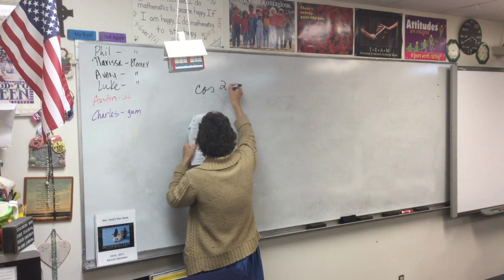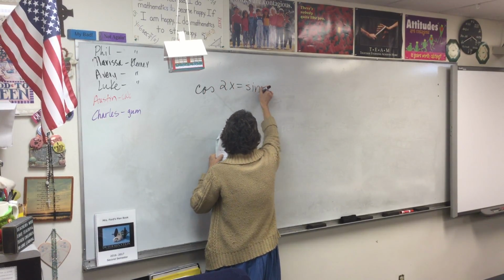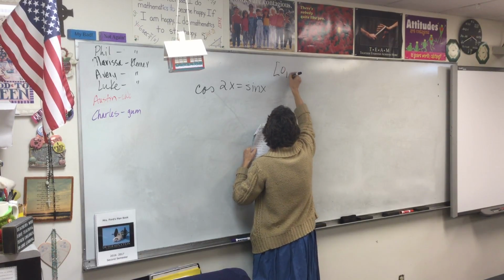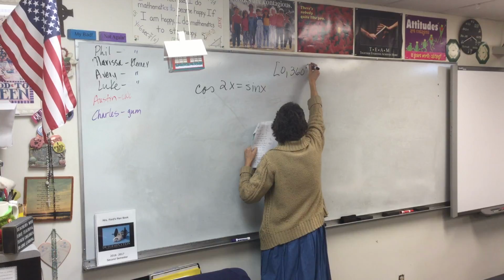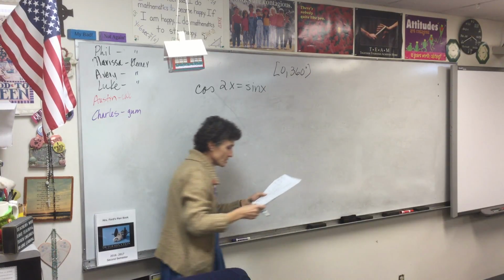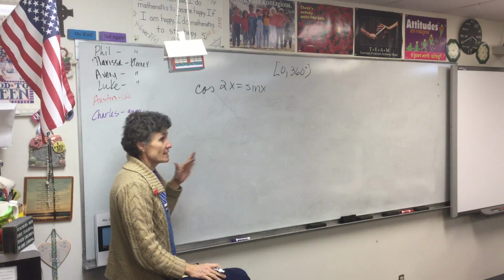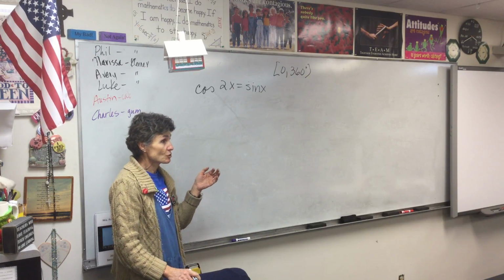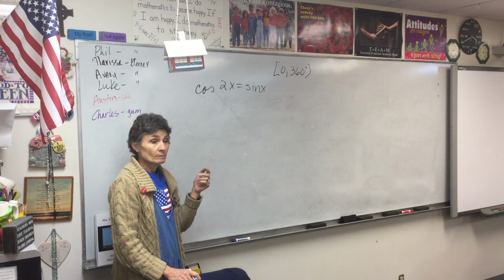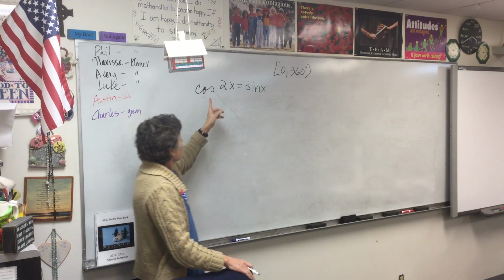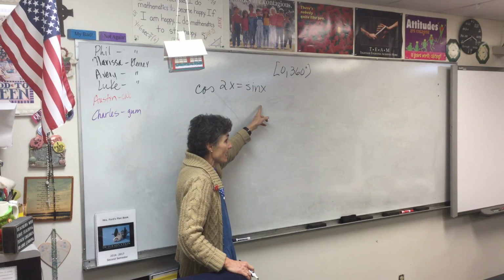So cosine 2x equals sine x. And this problem is going to be done in degrees. That's what our directions mean. We're going to do it in degrees. So we had started yesterday. Do you remember how we started yesterday? We observed that we have a 2x and an x.